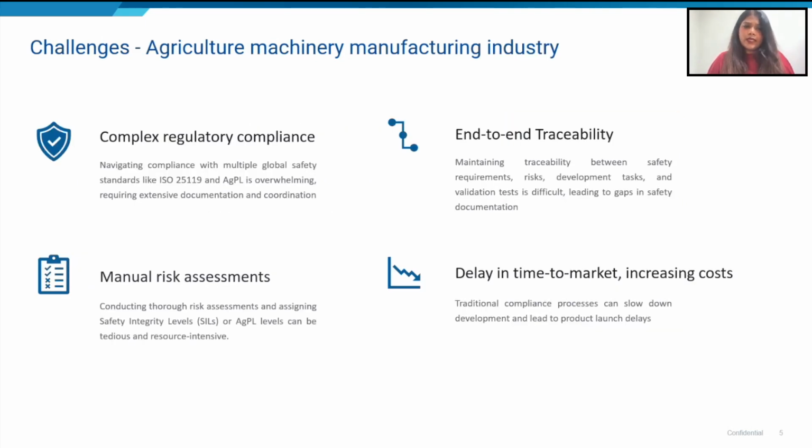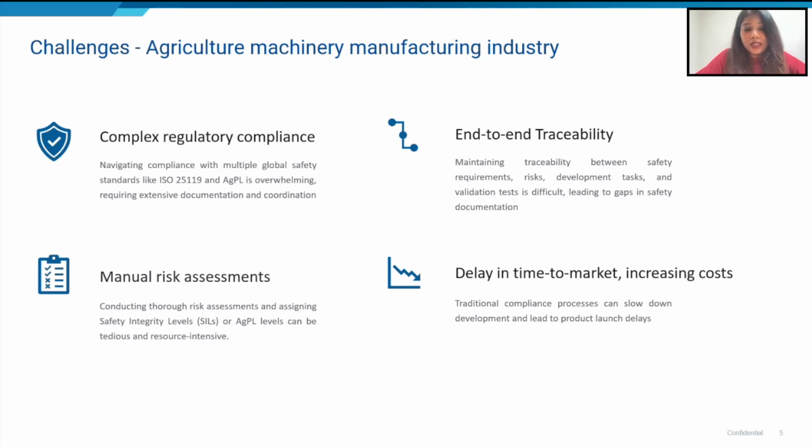So let's quickly look into the various challenges that manufacturers face in the agricultural machinery industry, particularly when it comes to safety compliance. One of the biggest hurdles is managing complex regulatory compliance with standards like ISO 25119 and AGPL, alongside various regional compliance and regulations. It can be quite difficult to stay on top of all the requirements, especially for global operators.